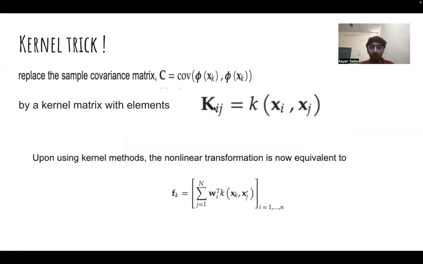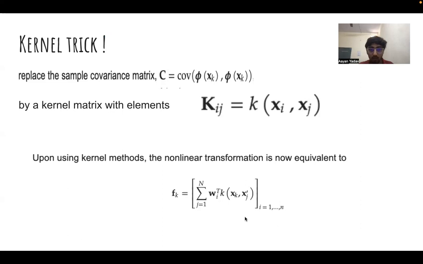So instead of applying a nonlinear transformation to the features, we replace the covariance matrix with a kernel matrix whose elements are denoted by this. For the ijth element of the kernel matrix, we put the ith input feature and the jth input feature into this kernel function, and we get that element of the kernel matrix. Upon applying this trick, our nonlinear transformation will be equivalent to this. The kth feature will look like this.